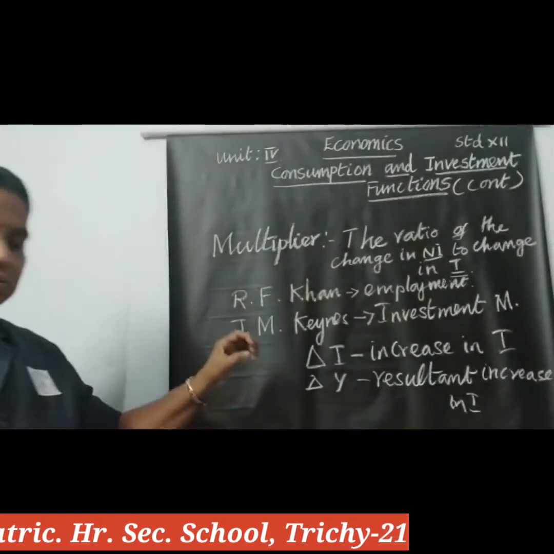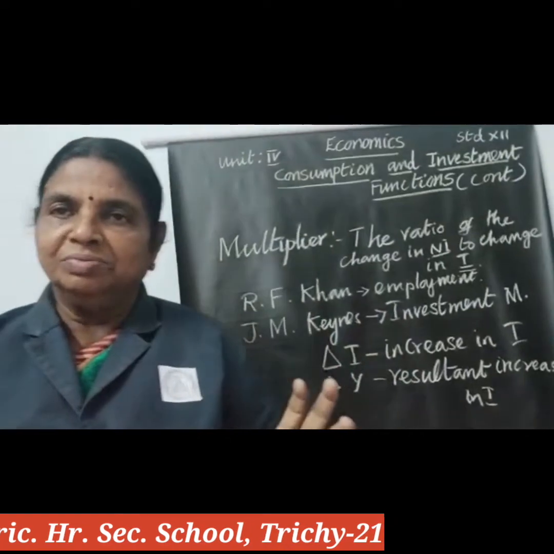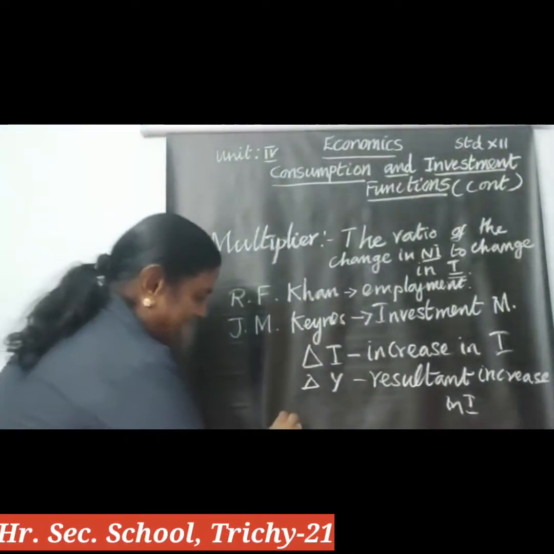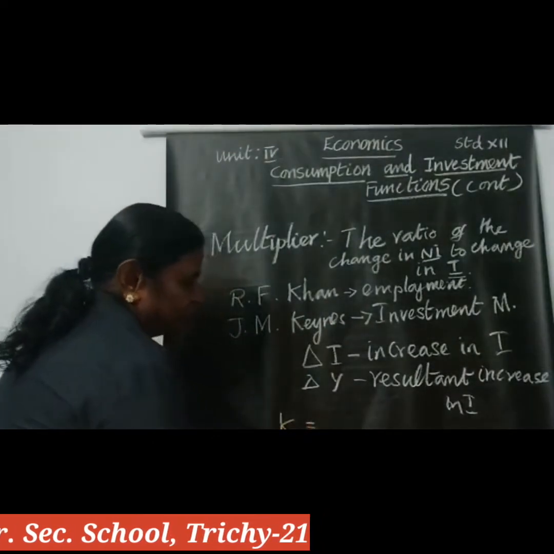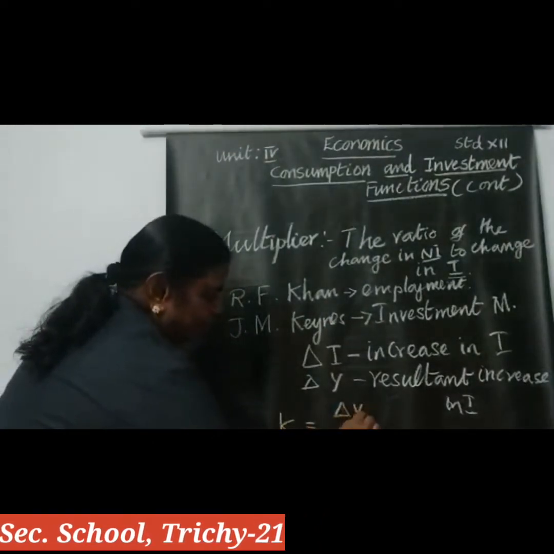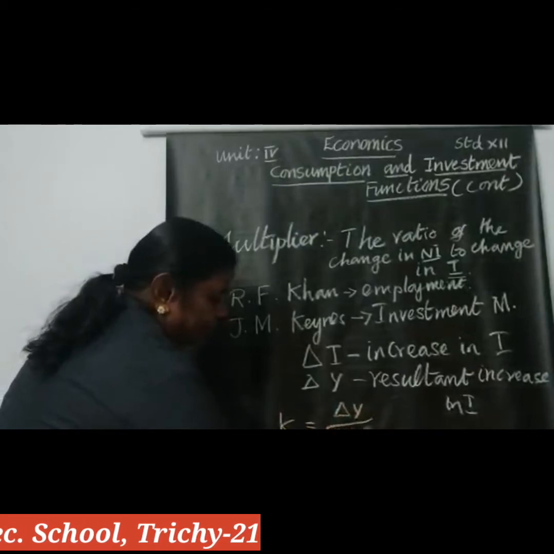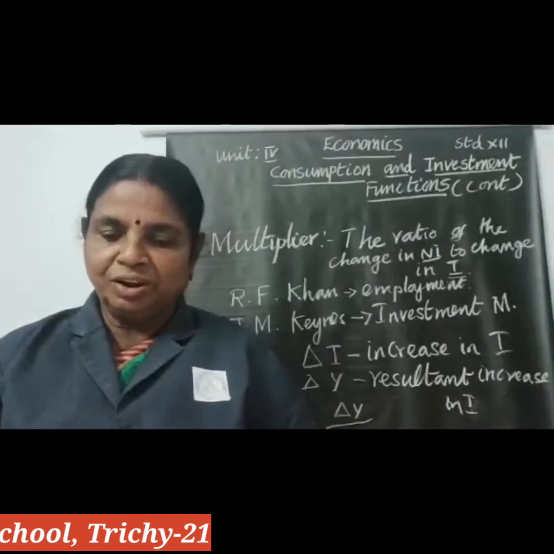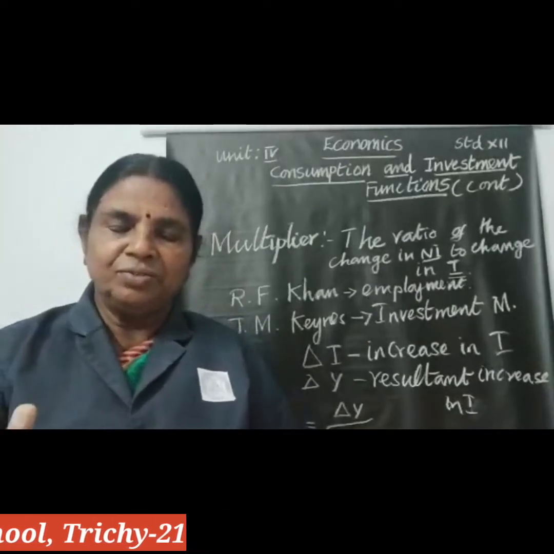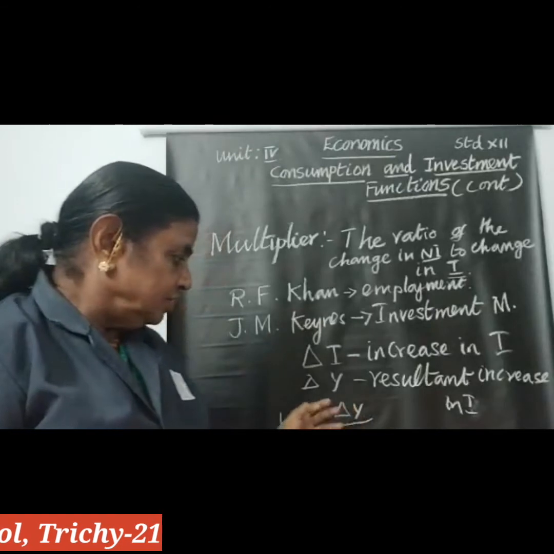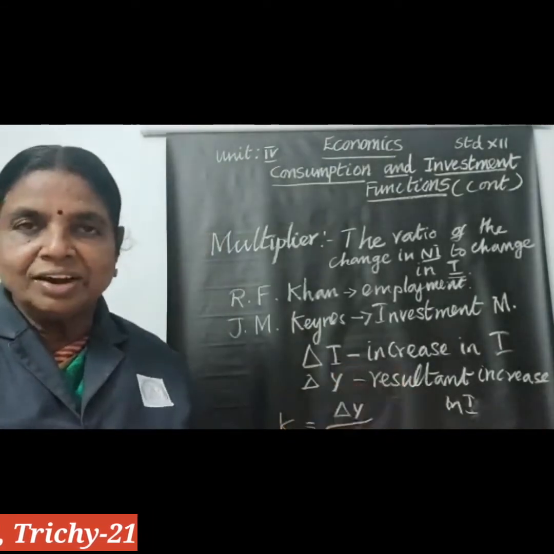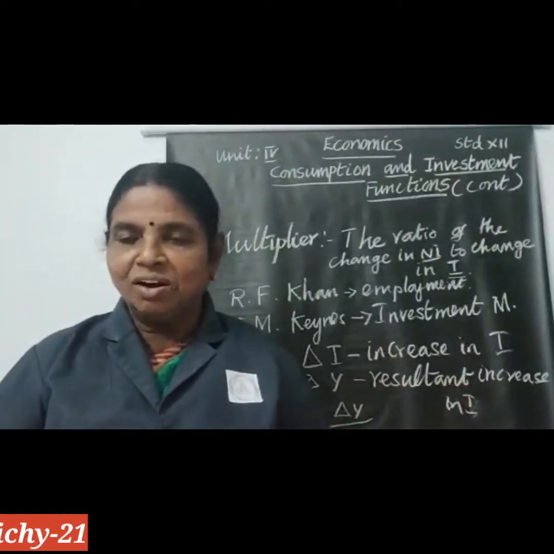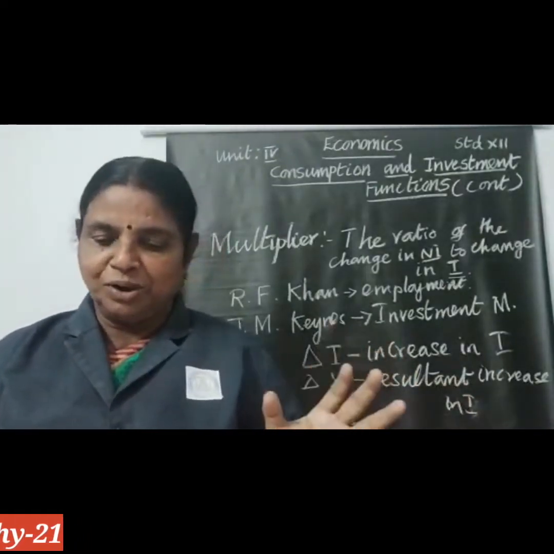Now, multiplier symbolically is K. So K equals change of income divided by change of investment. So remember, K is equal to change of income divided by change of investment. Since change in income results from change in investment, this multiplier is called investment multiplier.